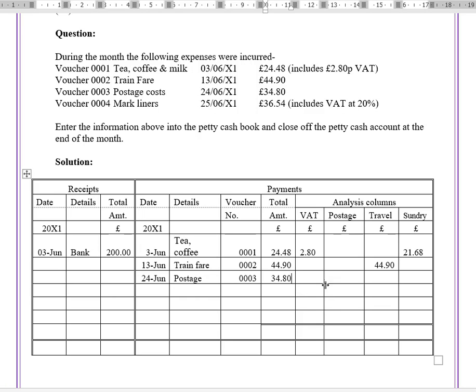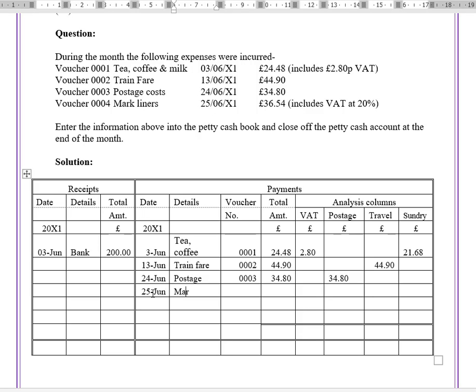And that would literally be taken to what analysis column. I ask myself, what did I pay for? What will I classify it as? And that will be postage. And of course, we can move on to the next item, which was on the 25th of June.